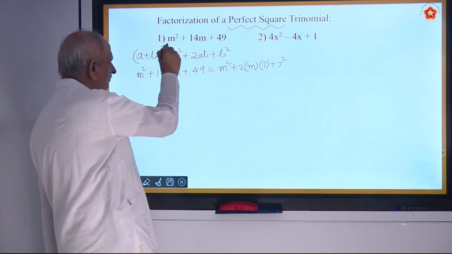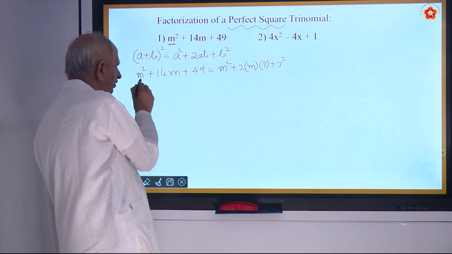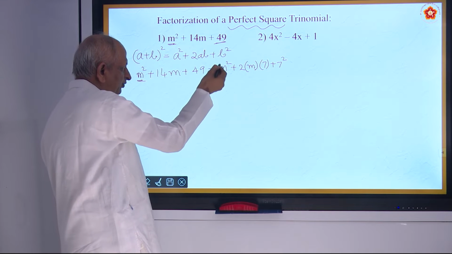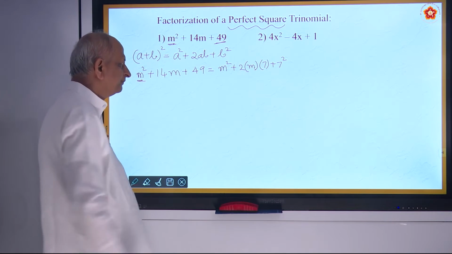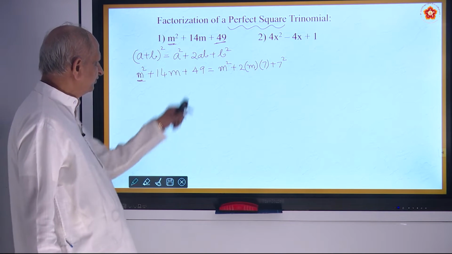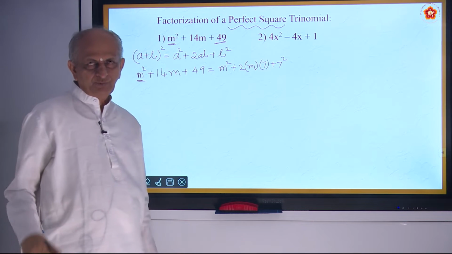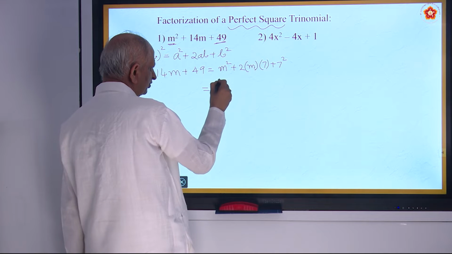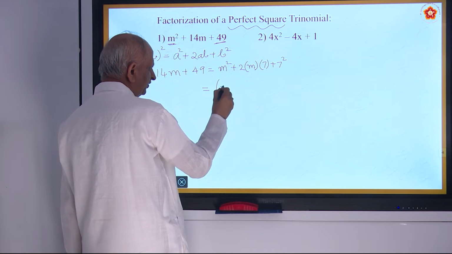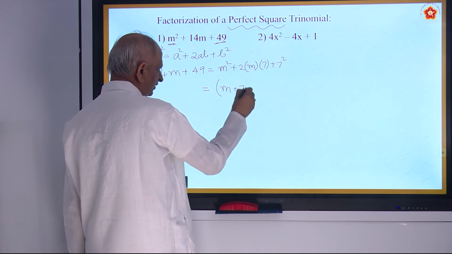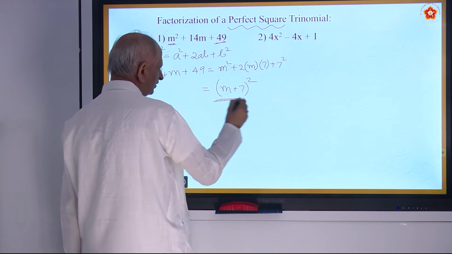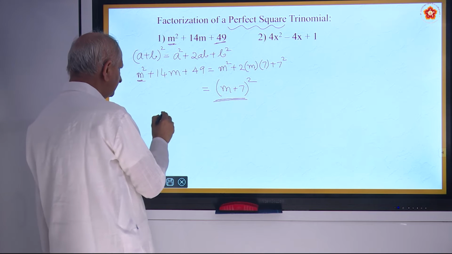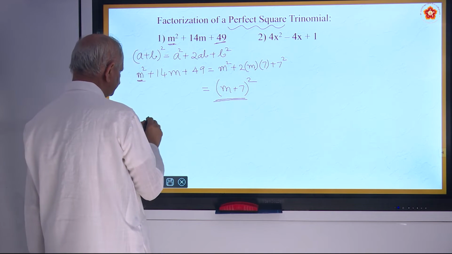You must know the first term, m squared. So m squared is the first term. The last term is 49. The square root of that 49 is 7. So 7 squared. Why do you want that? Because it is an expansion of this. So what do you write now? A is m, b is 7, (m plus 7) whole square. So the factors are (m plus 7) into (m plus 7).